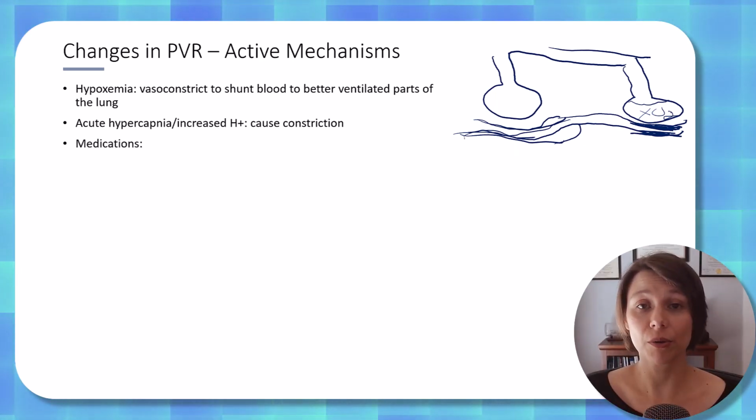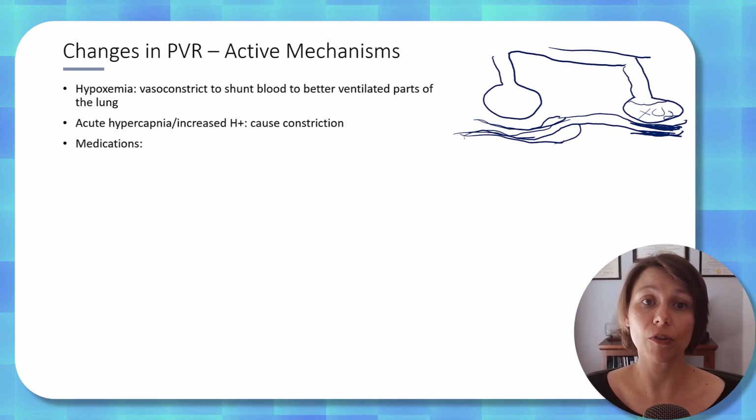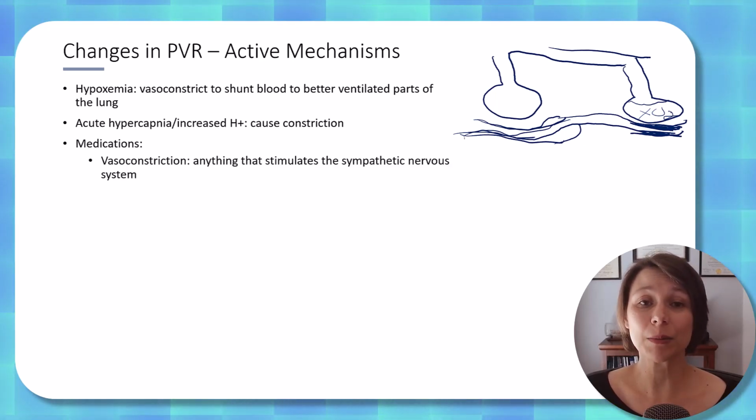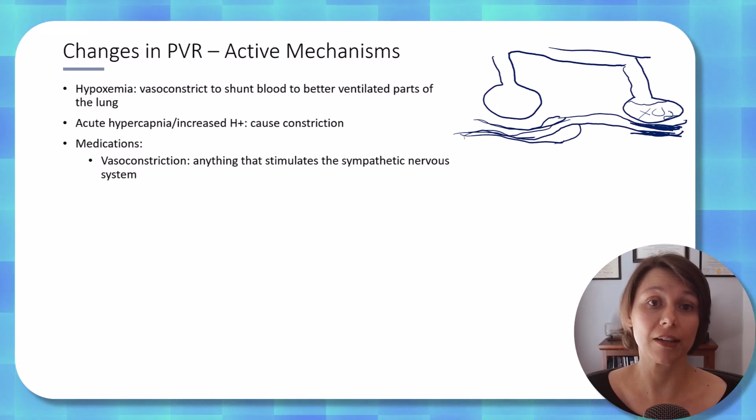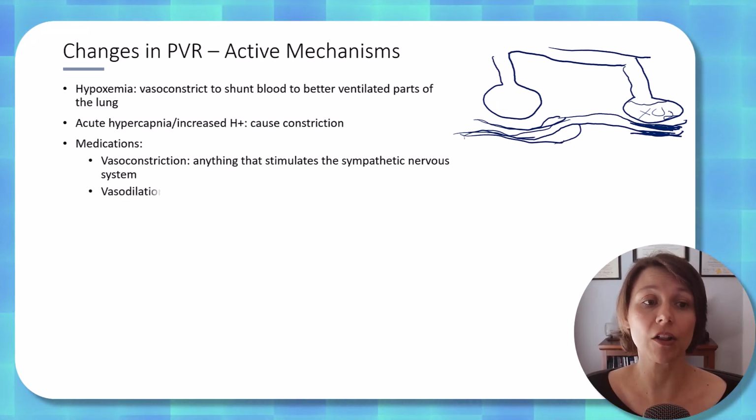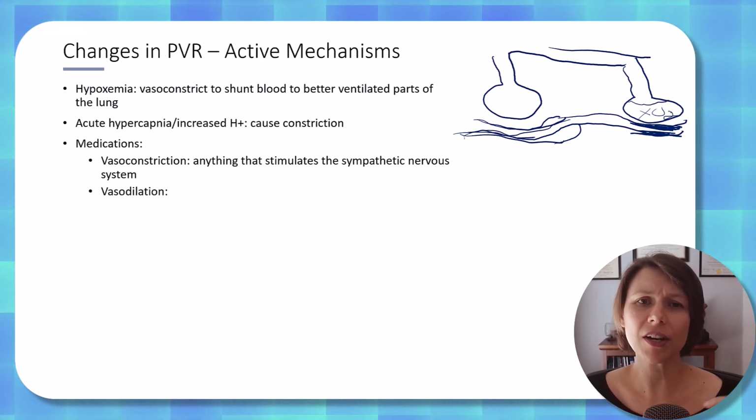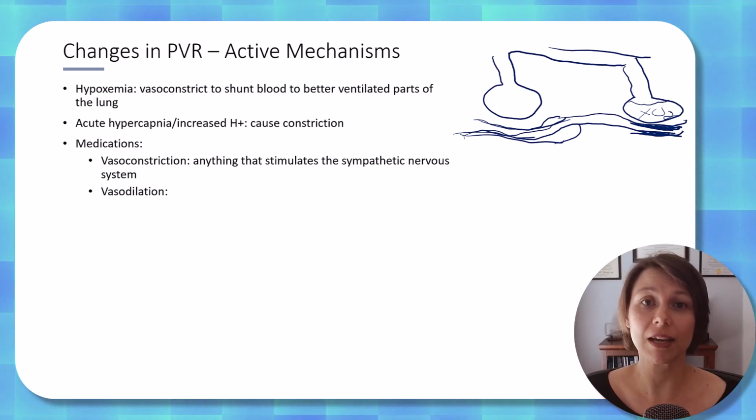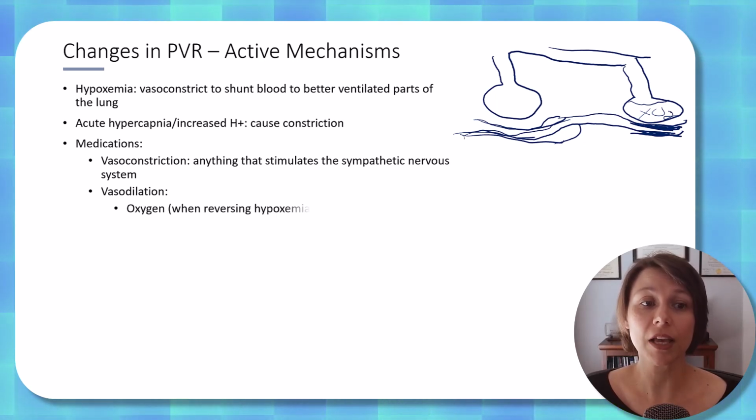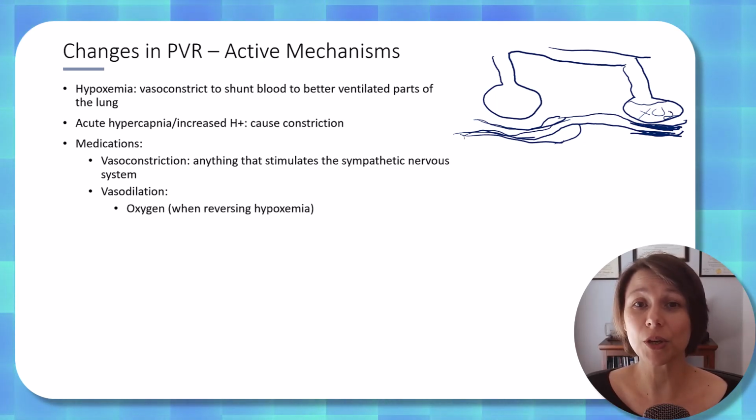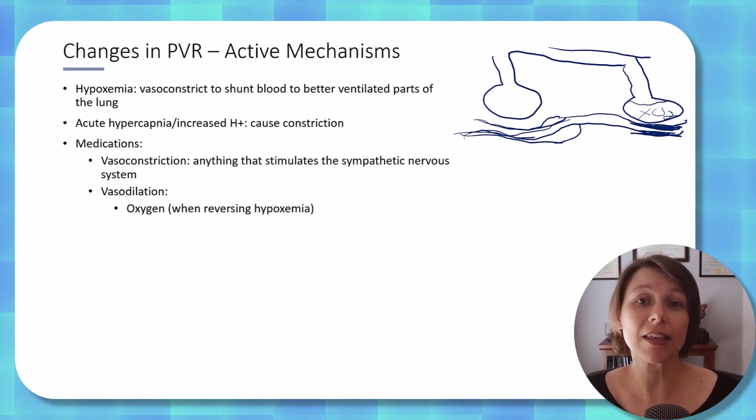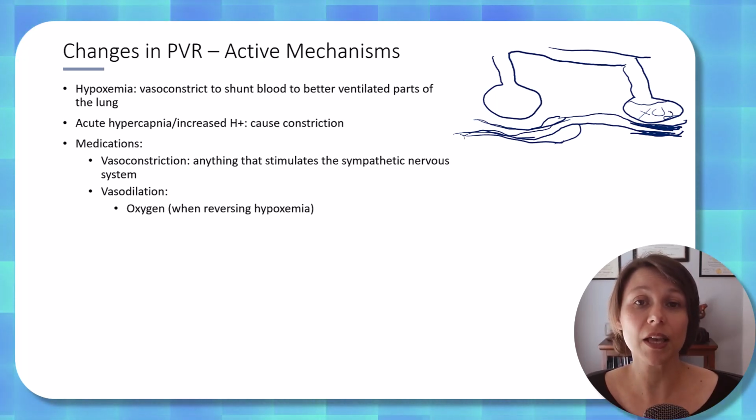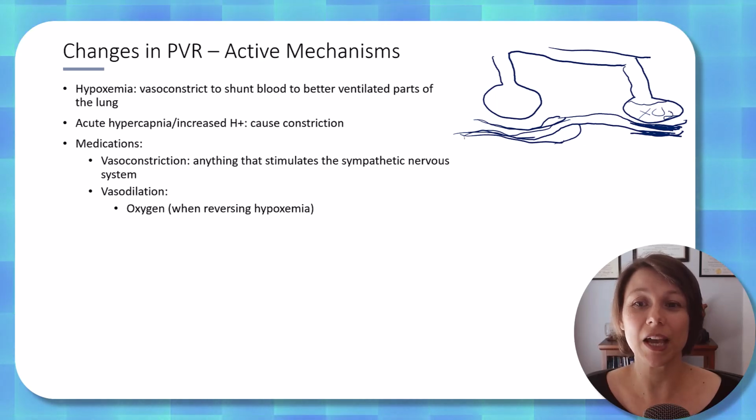Medications can also change PVR. For vasoconstriction, anything that stimulates the sympathetic nervous system can cause vasoconstriction in the pulmonary system as well. For vasodilation, very specifically to vasodilate the pulmonary vessels, I could give oxygen, particularly when I'm trying to reverse hypoxemia. If the patient's hypoxemic and they have constricted blood vessels, if I give oxygen, that should be helpful.